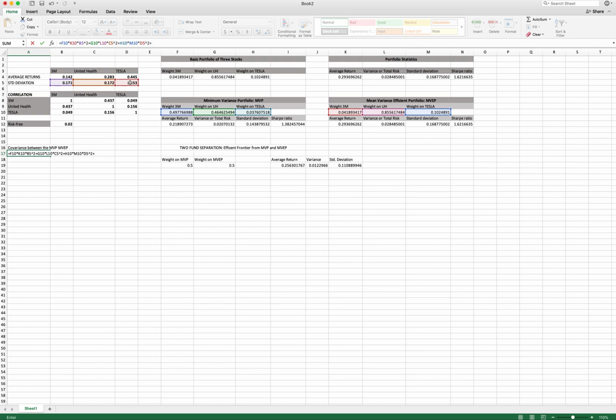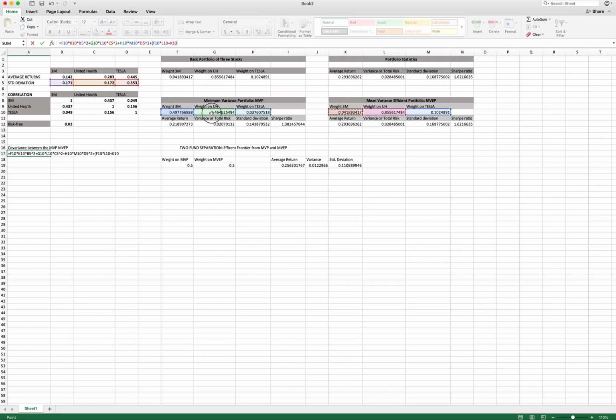And then I have all the cross terms. Okay? So the first cross terms is the cross terms of 3M with United Health. How many cross terms do I have between 3M and United Health? Well, I have the weight of 3M in the MVP times the weight of United Health in the MVEP, plus the opposite, the weight in the first one times the weight of 3M.